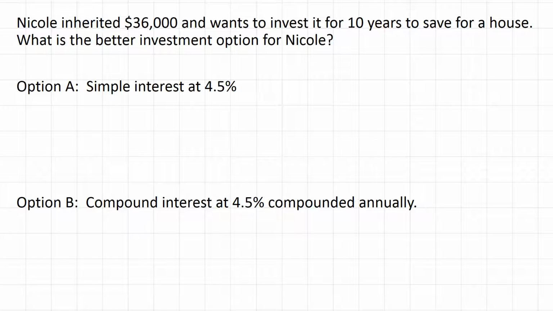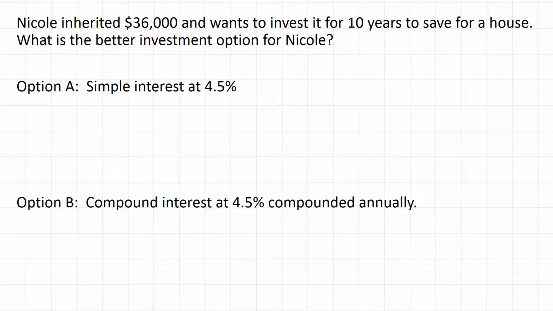So Nicole inherited $36,000 and wants to invest it for 10 years to save for a house, because she's young now and she doesn't want to buy a house yet, but she knows that it would be good to put it away for that when she gets a little bit older. What is the better investment option for Nicole? So she can put it into a simple interest account at 4.5%.